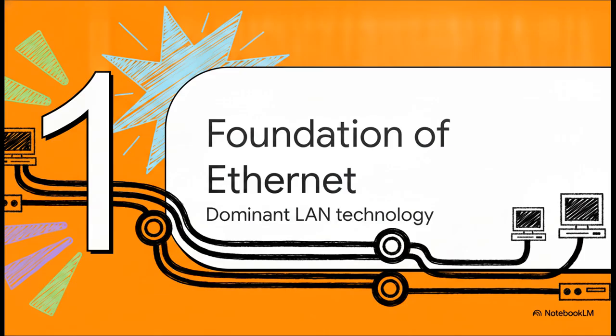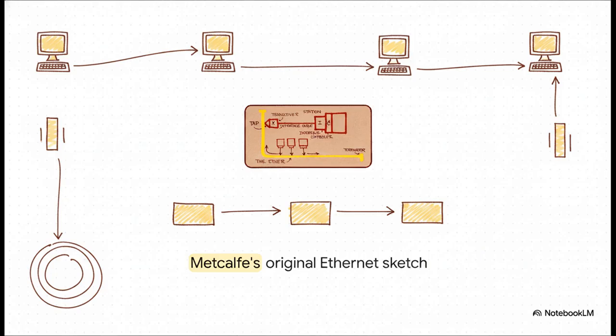Section 1. The Foundation of Ethernet. From humble sketches to dominant technology. Take a look at this. It's Bob Metcalfe's actual original sketch of Ethernet from way back in 1973. It is honestly brilliant in its simplicity. It was designed to be cheap to deploy and built entirely around sharing a common medium, literally a thick coaxial cable that he dubbed the Ether. Every single station just tapped into this one shared wire. And you know, that core simplicity, that's a massive part of why it became the dominant standard.